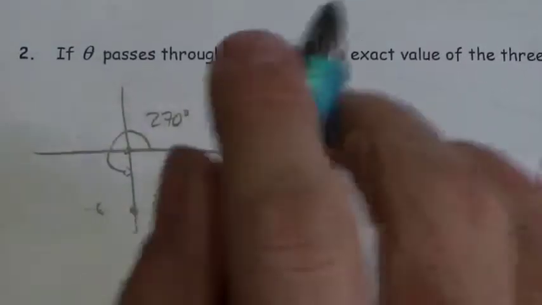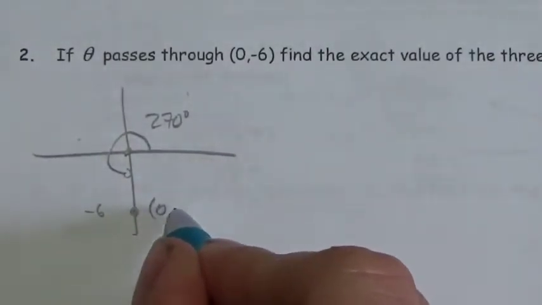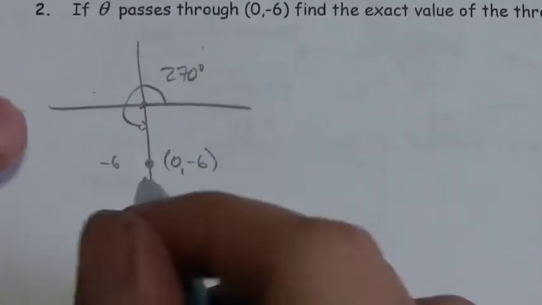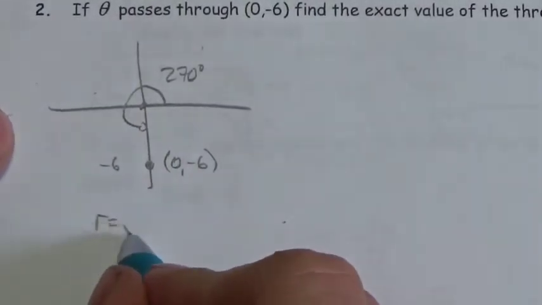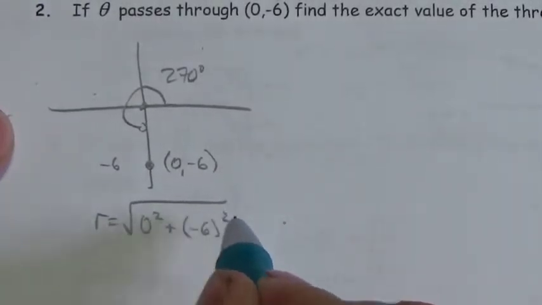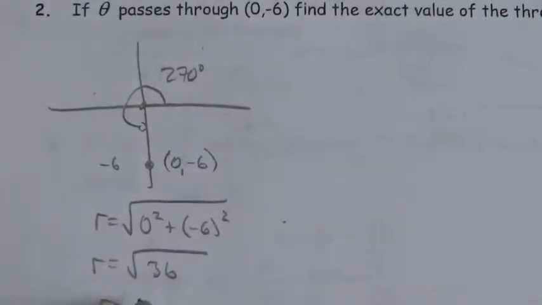But I tell you what, let's approach this the way that we're supposed to here. This is going to be the point (0, -6). If I want to figure out what the other trig ratios are, what I need is to figure out what r is. And so that's going to be the square root of x squared plus y squared. That's going to be 0 plus 36, or 36, and r is just going to be 6 when I take the square root of that.